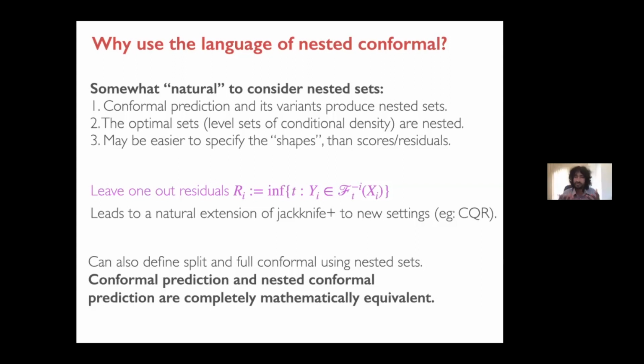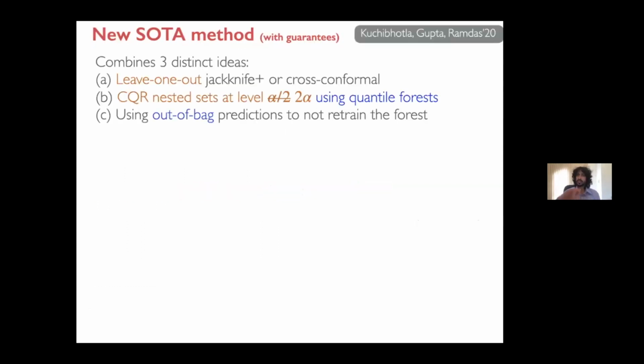But this was just a simpler way for us to define leave one out residuals. So we went by this language when we wanted to generalize things. Okay, so using that, we define what I think is the state-of-the-art method that has guarantee. An earlier version is on arXiv already. A newer version will be on arXiv later this week. And if anyone was to apply conformal prediction today, this is what I would recommend doing in practice.